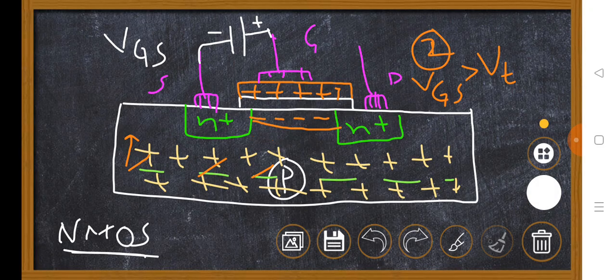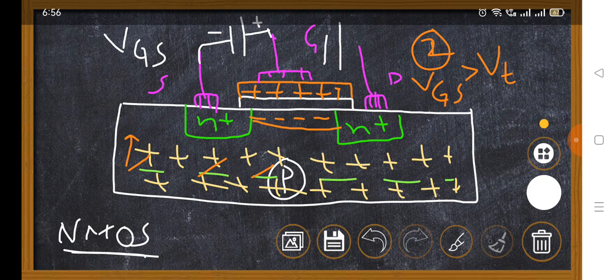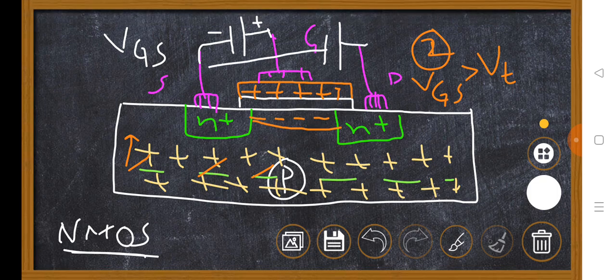Now if you observe, a battery is now connected between drain and source terminal. Once again I am taking a battery here between drain and source terminal, minus and plus. This battery I am going to call VDS. Now what will happen, guys?